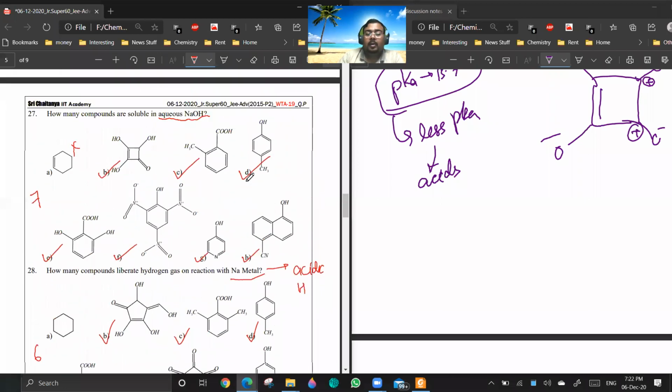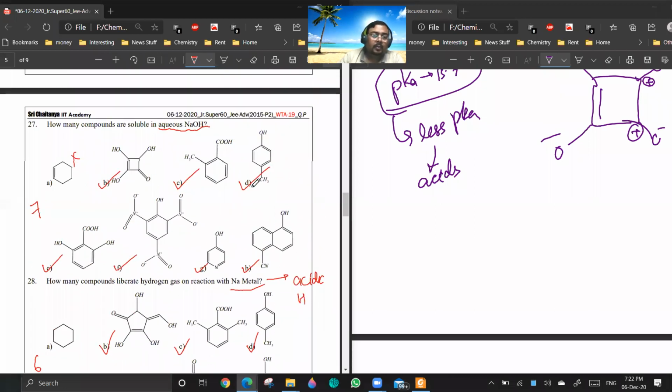Sir, for the 27th question, should we go by pK values only? Obviously, you have to just identify all the acids, all the acidic hydrogens, and mark them. We have discussed this: any hydrogen which is connected to oxygen or any electronegative atom is acidic. So basically, they are asking for all the acidic hydrogens.